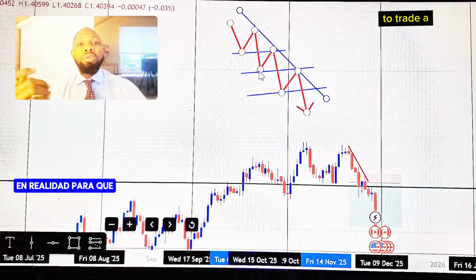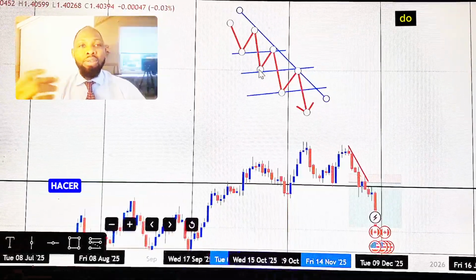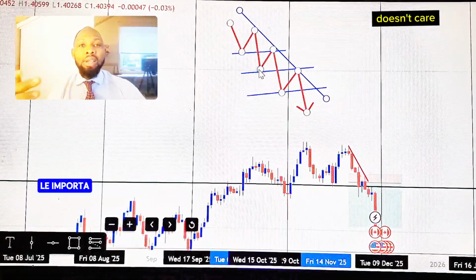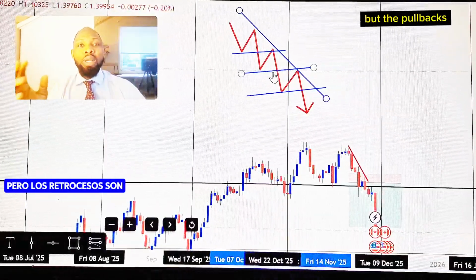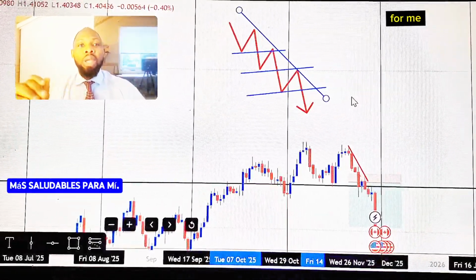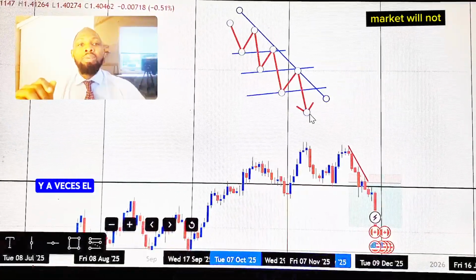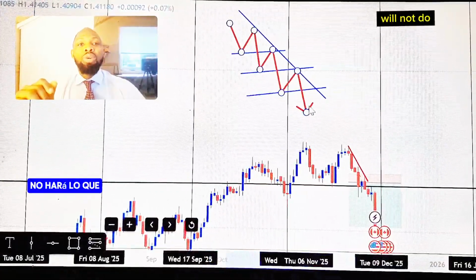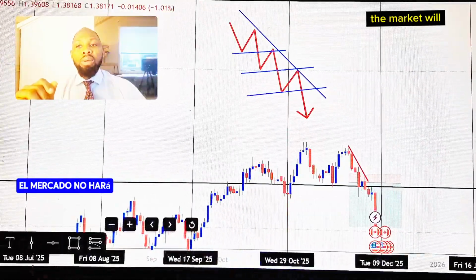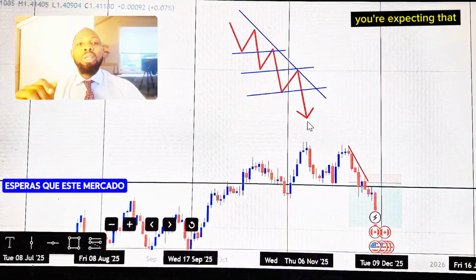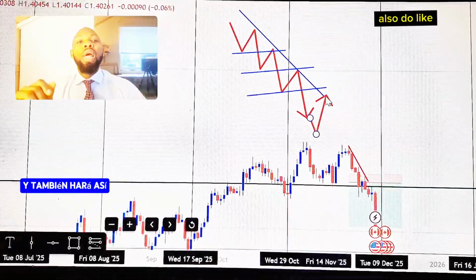Trading counter-trend against the market is one of the most dangerous things you can do, because the market doesn't care. The market can just drop at any time. You have to be careful, but pullbacks are healthier for me. Sometimes the market will not do what you want, so I will show you what I mean. You're expecting that the market will come to this level and then do like this.